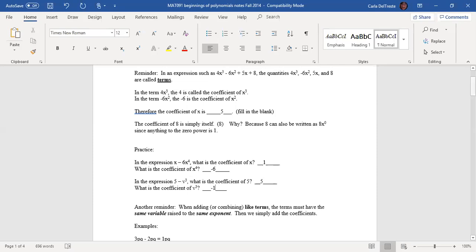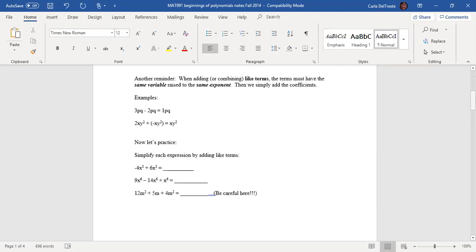We're going to remind ourselves what it means to be like terms. We did this in our expressions section when we were learning algebra, but we're going to learn it again here. Like terms have to have the same exact variables raised to the same exact exponents. And so when you identify that they are in fact like, then you can add them together. So for example, 3pq minus 2pq, those are like terms because they both have pq. So I can just do 3 minus 2 and I would have 1 pq.